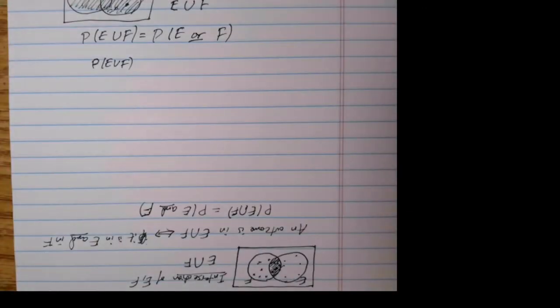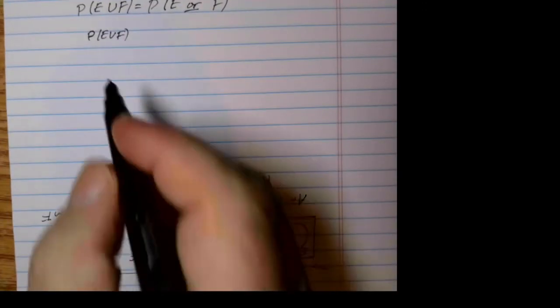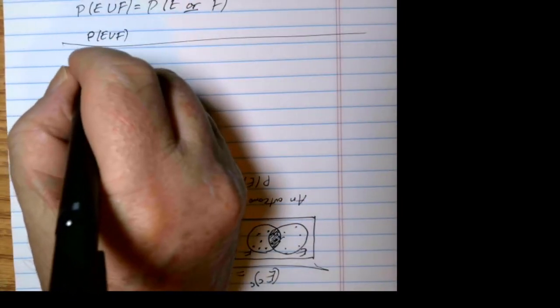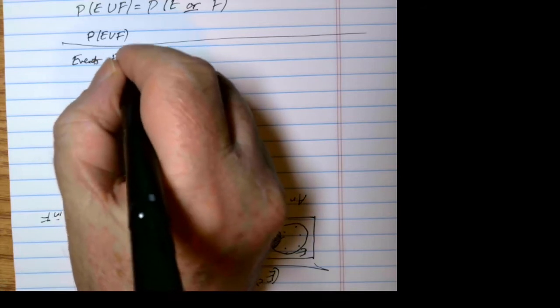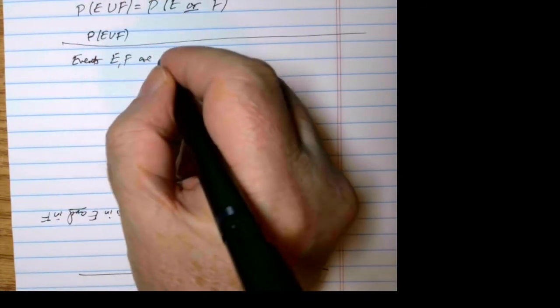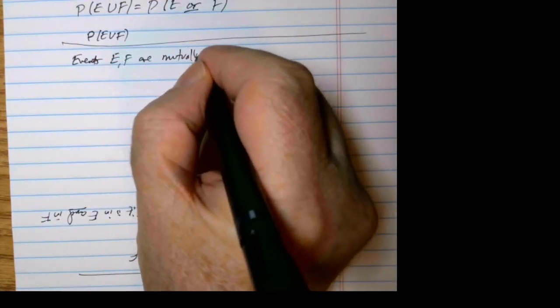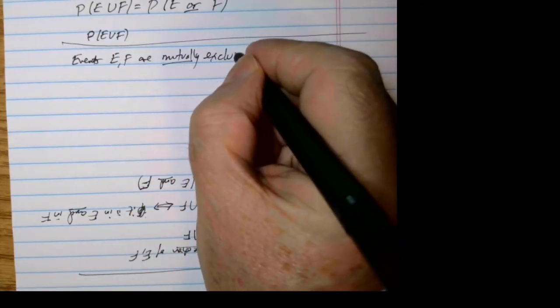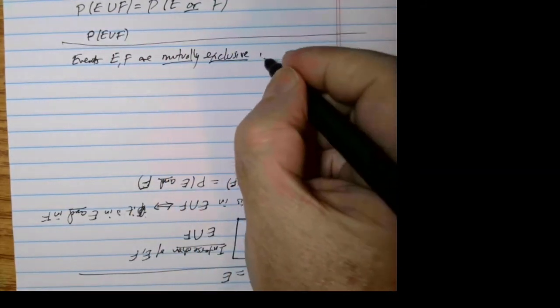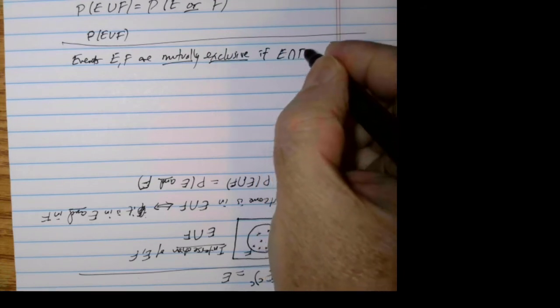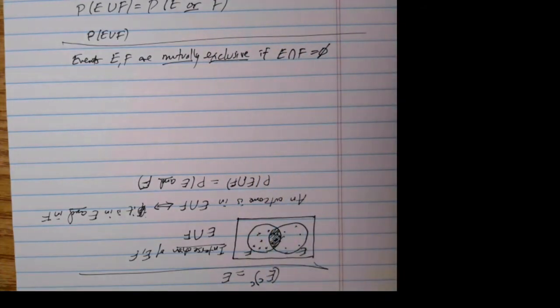Okay, let me give you a definition. Two events, E and F, are mutually exclusive if E intersect F is the empty set. In plain English, E and F are mutually exclusive if they have no outcomes in common. There's nothing that's in both E and in F.